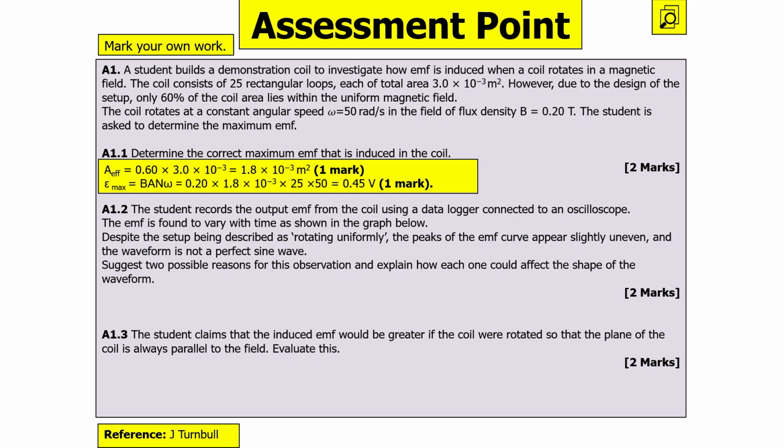Right, we know that the effective area is 60% of 3 times 10 to the minus 3, which is 1.8 times 10 to the minus 3. The maximum induced EMF is BANω. We pop in all the values and we get 0.45 volts.